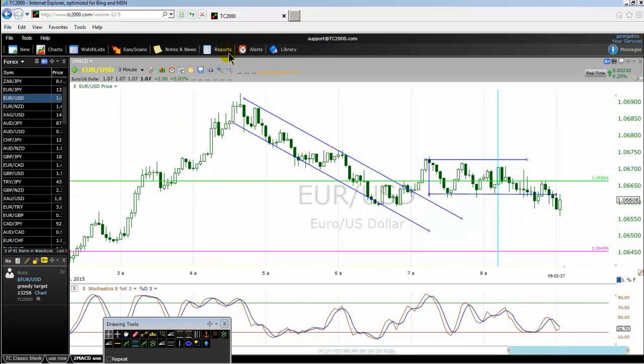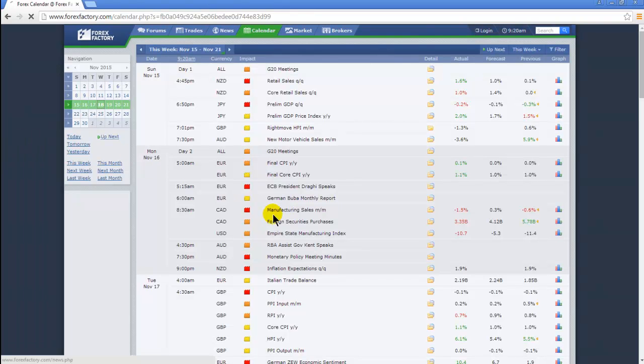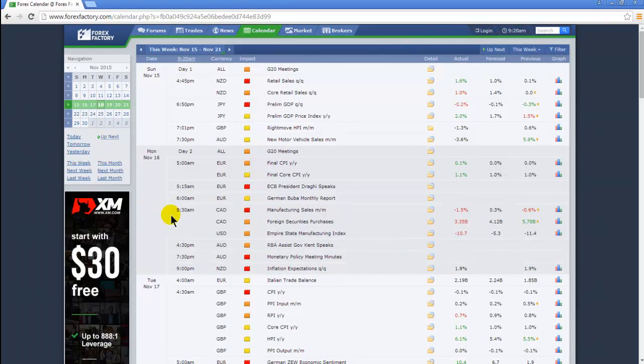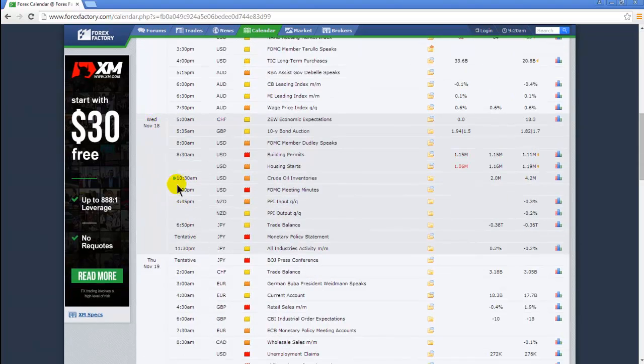Looking at the calendar here, let me refresh the Forex Factory. Here we are. So it's Wednesday today, the 18th, and the next economy news is at 10:30 a.m. Eastern Time, that's 15:30 London time. The crude oil inventory. This is a very important economy news that is often released on Wednesdays. All right, so this is what the market is waiting for.